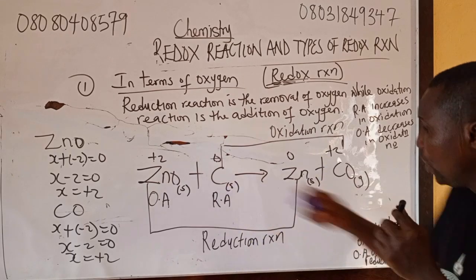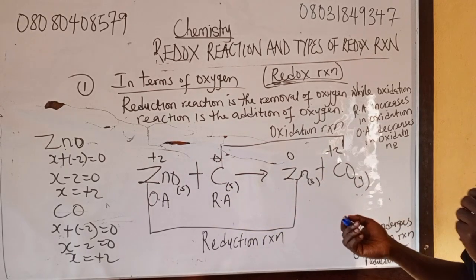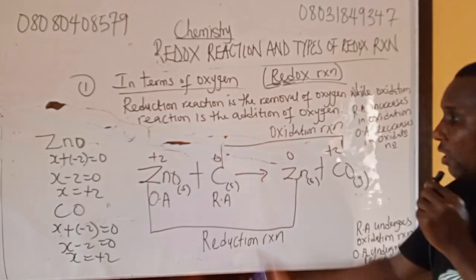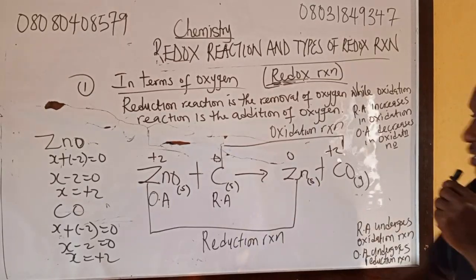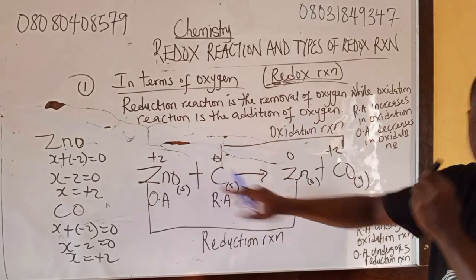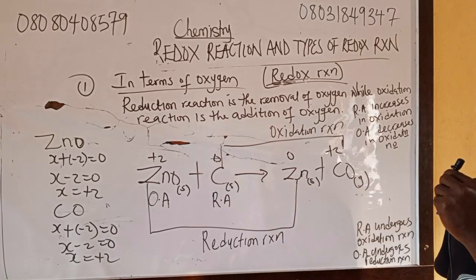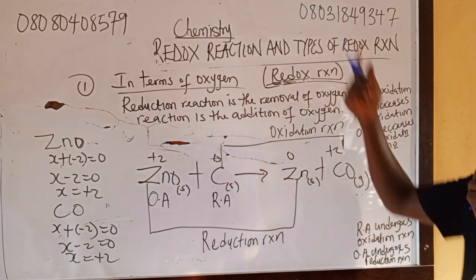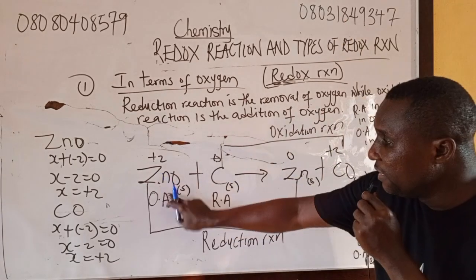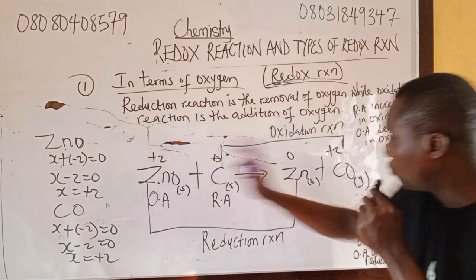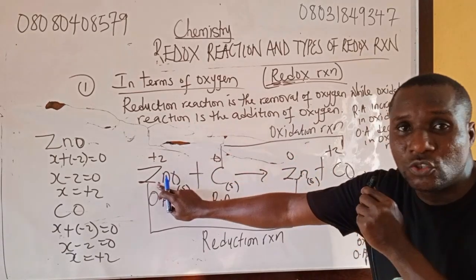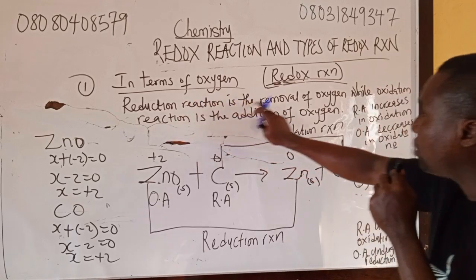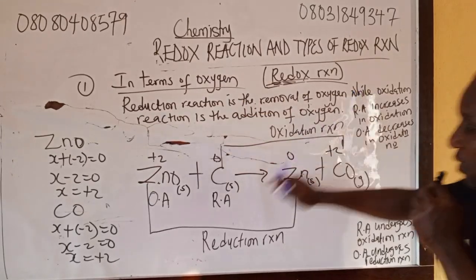If they ask you, which one of them is the oxidizing agent? The oxidizing agent is zinc oxide. Which one of them in this reaction is the reducing agent? Reducing agent is carbon. Take note. Carbon. Why? Because carbon has increased from 0 to plus 2. Carbon is the reducing agent. Zinc in zinc oxide has reduced from plus 2 to 0. Therefore, zinc oxide is the oxidizing agent.